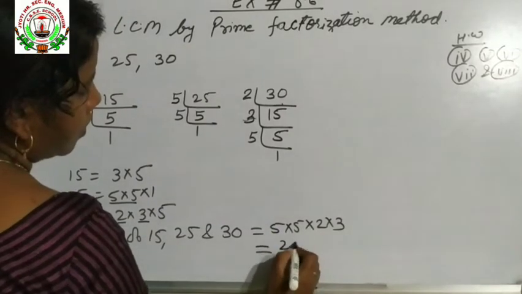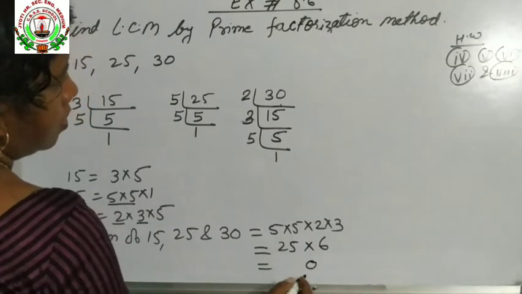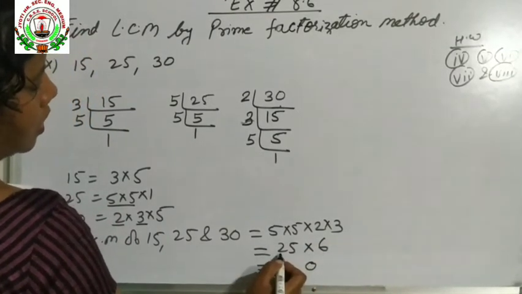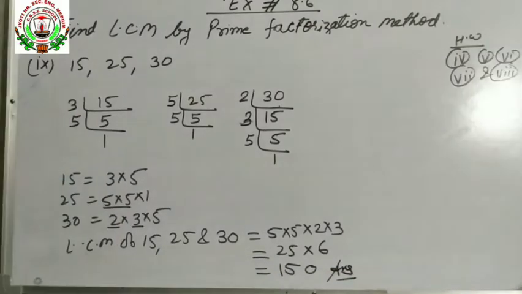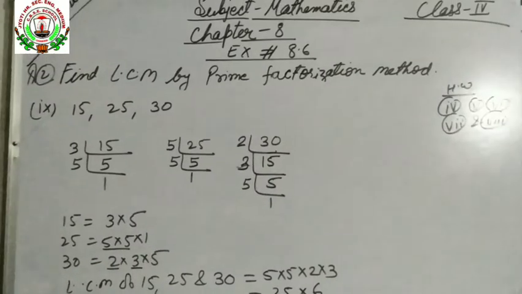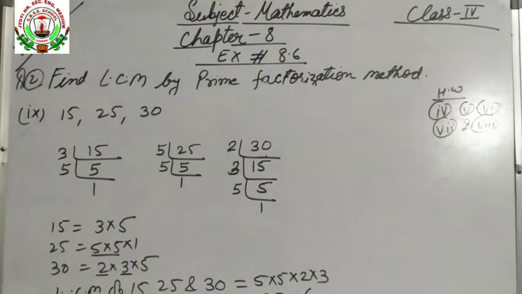Okay, 5 5s are 25, 2 3s are 6. 6 5s are 30, 0, 3 carry, 6 2s are 12. 12 plus 3 is 15. So 150 is the LCM of the given numbers, that is 15, 25 and 30. Understood? Now next question we will see.